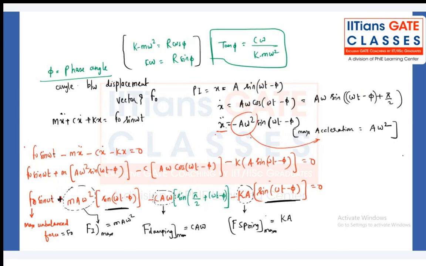If you write down the equation of motion, F naught sin omega t minus m x double dot minus c x dot minus k x equal to 0, right? F naught sin omega t. What is x double dot? Note down from here. What is x dot? Note down from here. What is x? Note down from here. You please complete it, then I will discuss further.